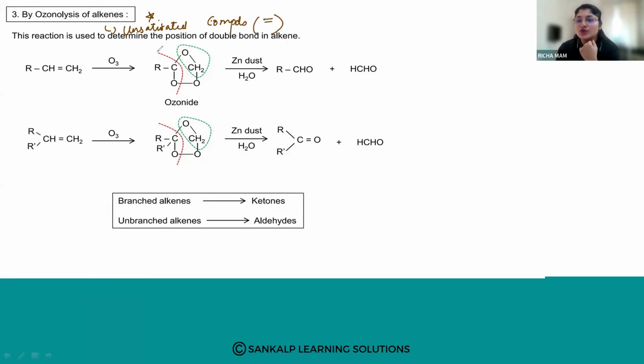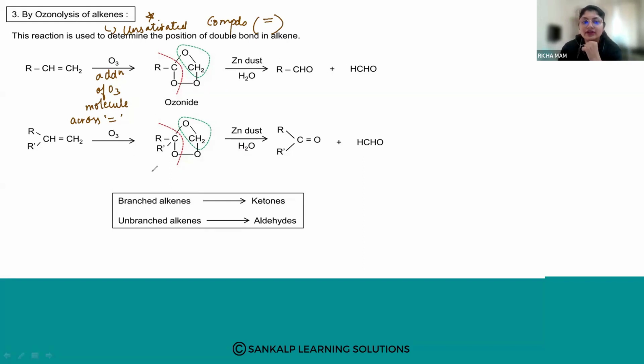Ozonolysis means addition of the ozone molecule. Ozone is O3. So it is the addition of an ozone molecule across the double bond, and that is why it is called ozonolysis. Lysis means we are then breaking that bond, and then we get the respective product.